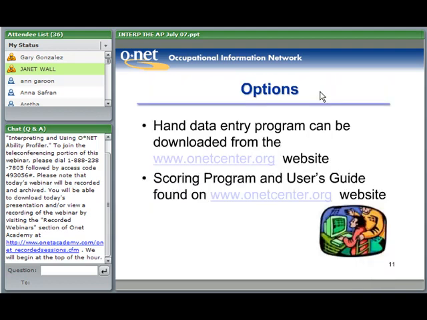You do have a couple of different options. If you don't want to use the scanning software and scanners, there is a hand data entry program that you can download from onetcenter.org, which would be a reasonable thing to do if you do not have large groups of people taking the ability profiler. And you can also download the scoring program and user guide from that website as well.